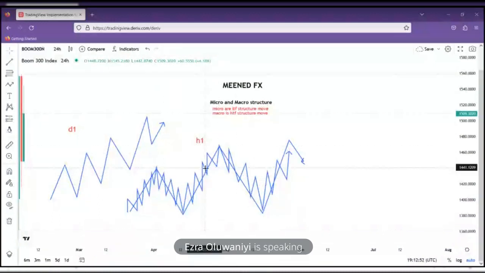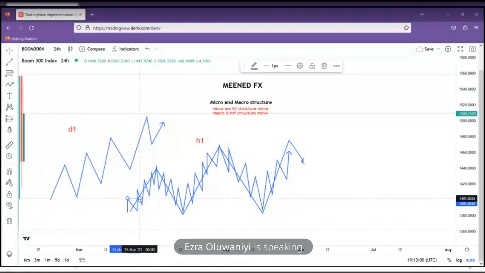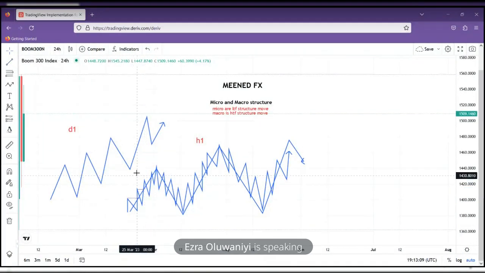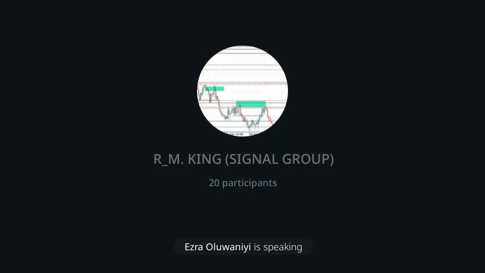But when I go on lower time frame, I can see this eye got cleared. Follow me closely, please. I see this eye also got cleared. So on H1, we are seeing higher highs being created. So H1 is siding up with our daily.